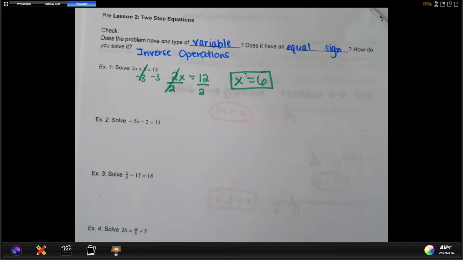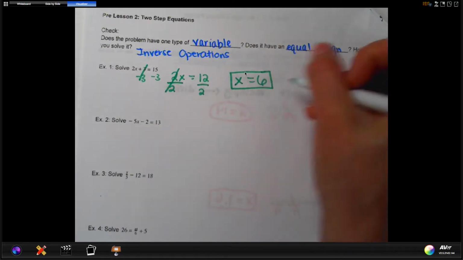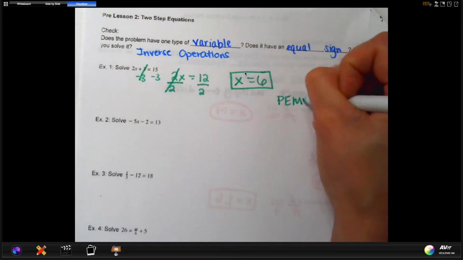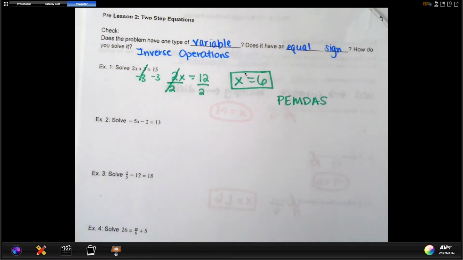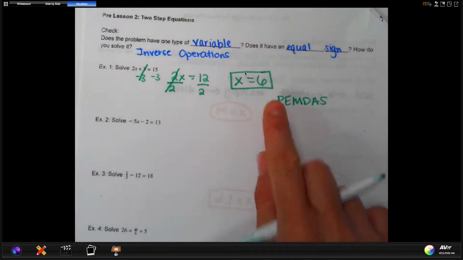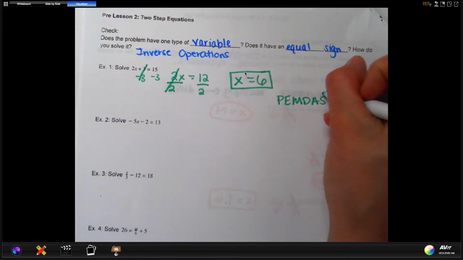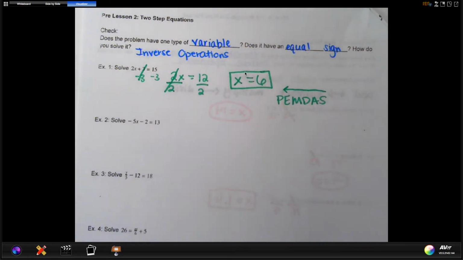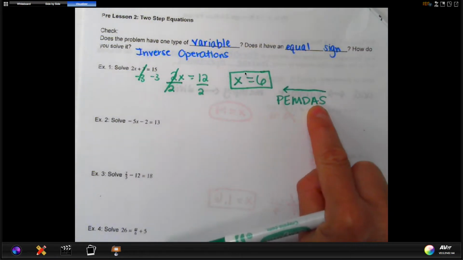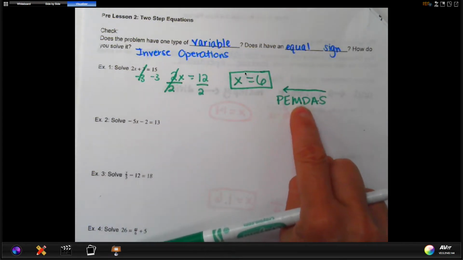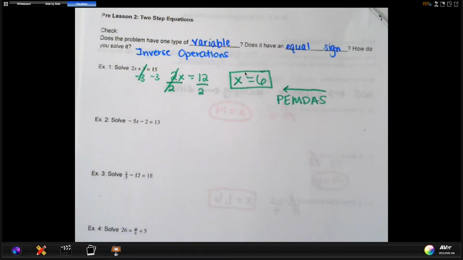And so the idea is to undo all the operations, but you have to do it in order, because if you don't do it in the right order, then you're going to get an incorrect response. So what you're really doing is you're undoing PEMDAS, right? What we learn in early mathematics is we do parentheses first, then exponents, then multiply and divide are tied, and then add and subtract are tied. What we want to do is go backwards now to undo that. So we're going to undo adds and subtracts first. Then we're going to undo multiplies and divides. And then we'll get to exponents and parentheses later.